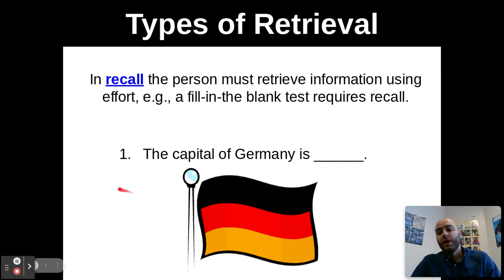So here's an example. For some of you, this might be pretty easy because you know it. Others, you might have to do a little thinking. What is the capital of Germany? No options to choose from. You just have to think through and effortfully process the potential cities in Germany that you know, and hopefully you come up with Berlin. Okay, so that's recall.